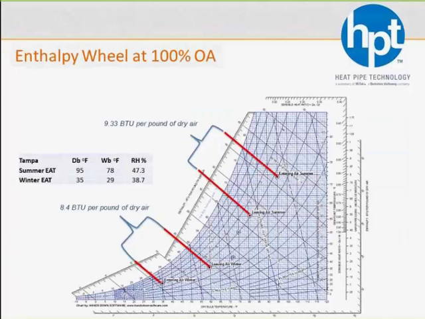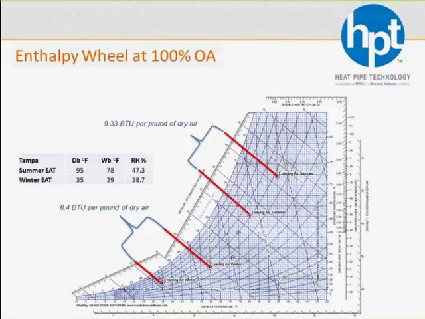So an enthalpy wheel in Tampa, Florida on a summer design day, which we would call 95-78, is going to do about 9.33 BTUs per pound of enthalpy change for you. So again, it's not just sensible cooling, it's latent cooling. So it dehumidifies and cools the air, as you can see in the top portion there. The wheel's, of course, not going to give you any reheat unless you got DX. Whole different story if it's DX and you got hot gas reheat. But if it's a chilled water system, you're going to have to pay for that reheat elsewhere.